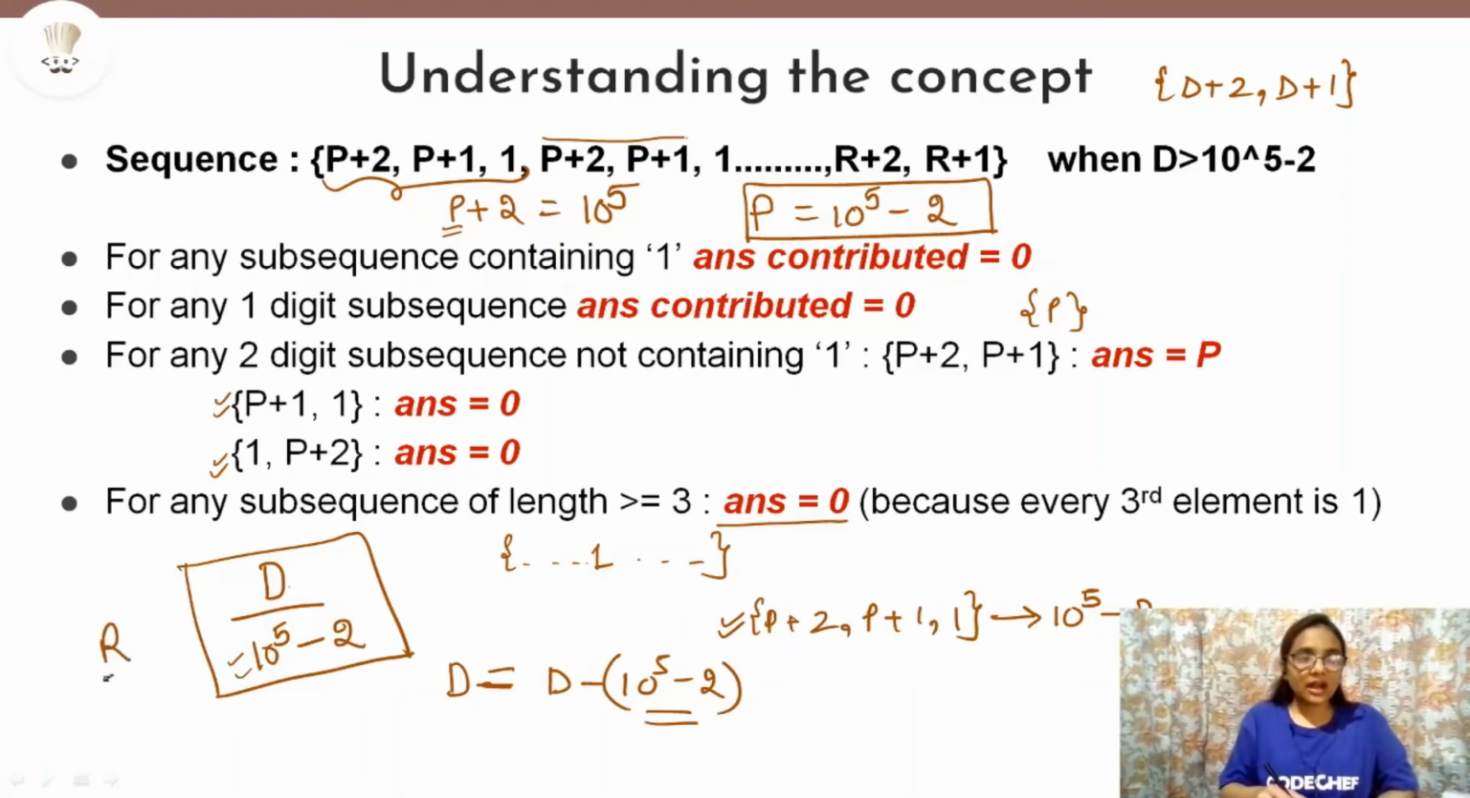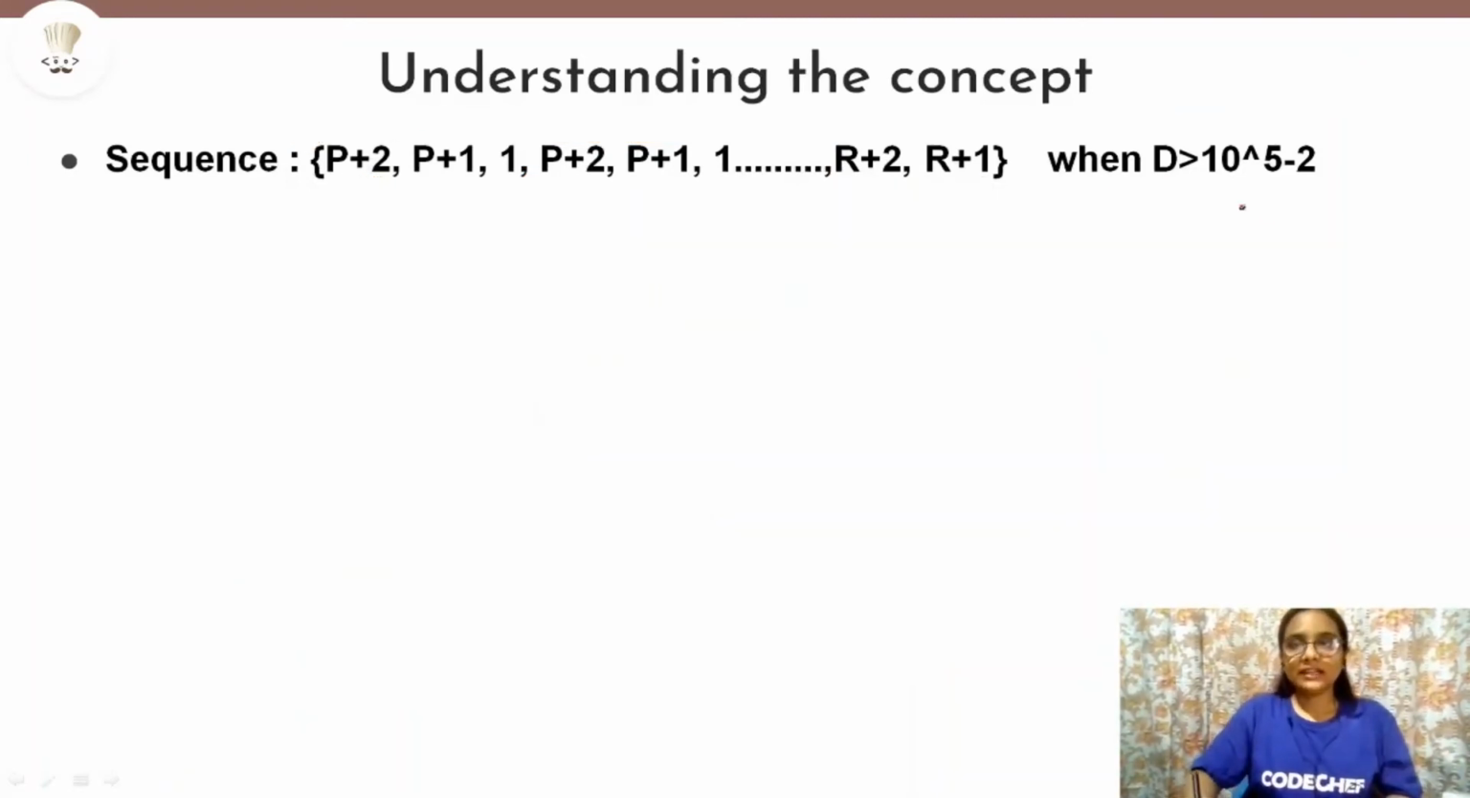So when we get that remainder r, at last we can simply put r plus 2, comma, r plus 1 into our sequence, because r plus 2, comma, r plus 1 will contribute r to our answer, and that is what we precisely need. This way, for any given integer d which is greater than 10 to the power 5 minus 2, we can ensure our answer by creating such a sequence. When d is greater than 10 to the power 5 minus 2, this will be our sequence: repeated segments of p plus 2, p plus 1, comma, 1, again p plus 2, p plus 1, comma, 1, and so on until we get a remainder, and for the remainder r plus 2, comma, r plus 1.